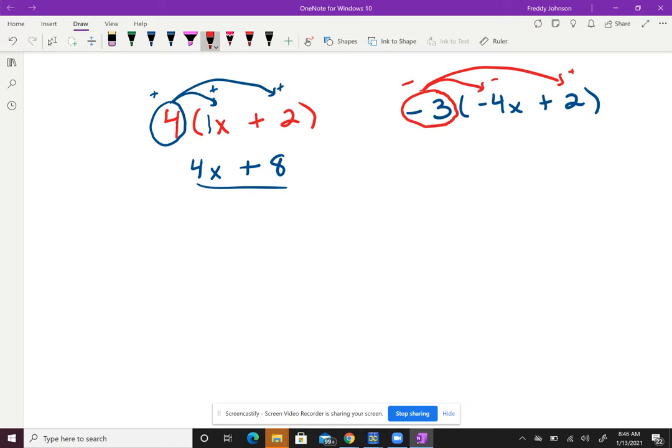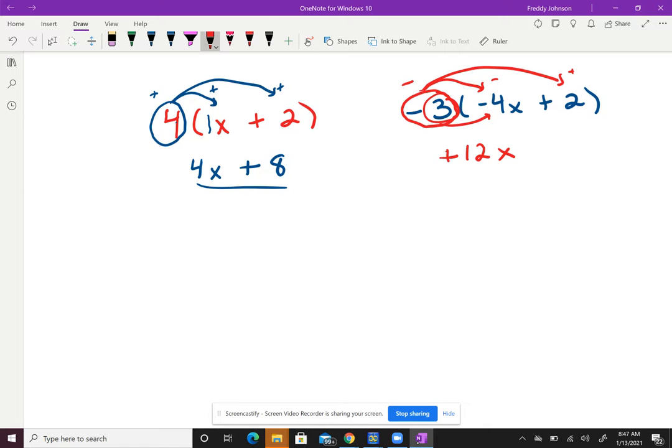So I'm going to start off by going -3 times -4. Well, a negative times a negative makes it a positive. Then I'm going to go 3 times 4. 3 times 4 is 12. Okay, and I'm going to keep the x. Then the next thing, make sure we're not done. We got to make sure we take this 3 all the way through.